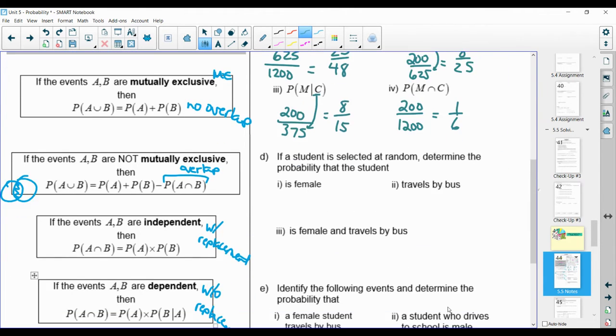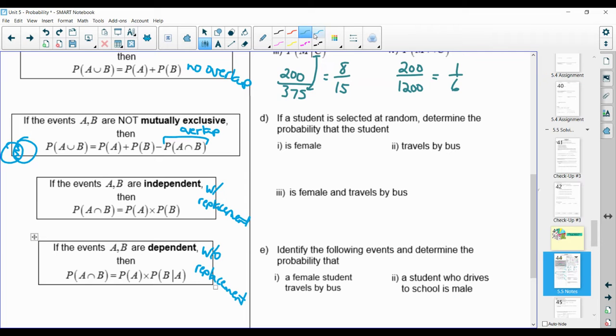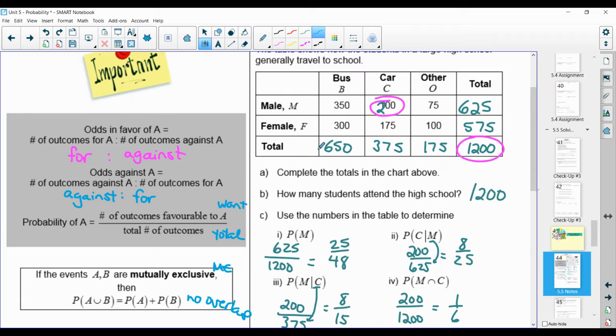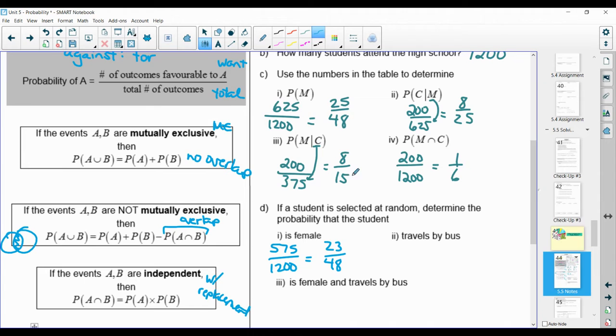All right, let's consider some other probabilities from this chart here. So what is the probability that a student selected at random is female? Well, there are 575 females out of 1,200 students, which is 23 out of 48. And what's the probability that someone travels by bus? Well, traveling by bus, we have 650 people traveling by bus out of 1,200. So 650 out of 1,200 reduces to 13 out of 24.